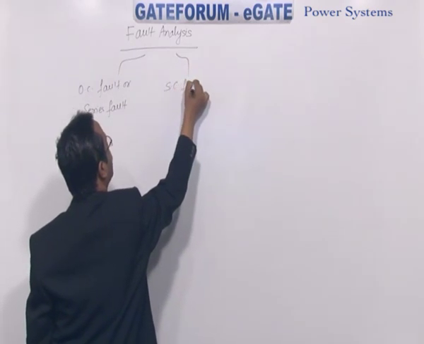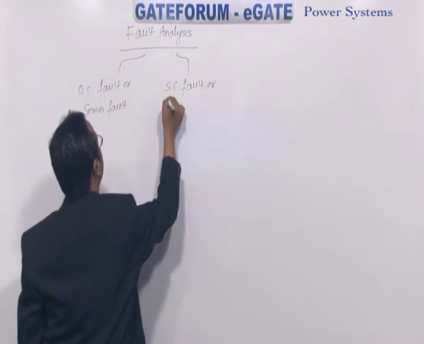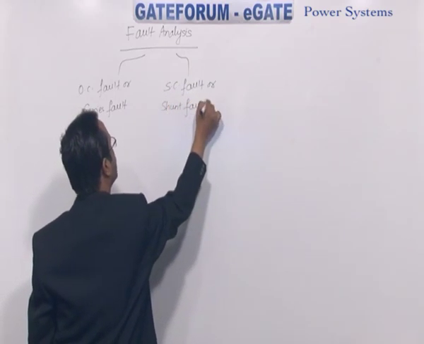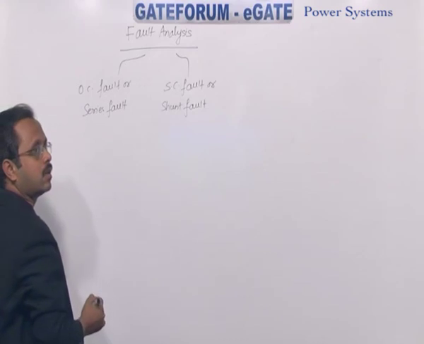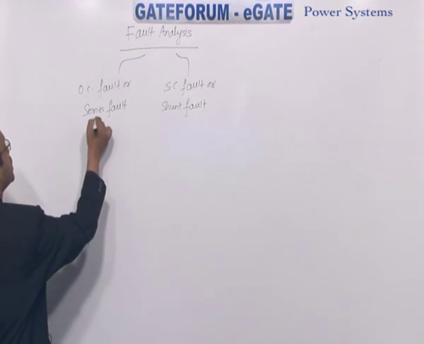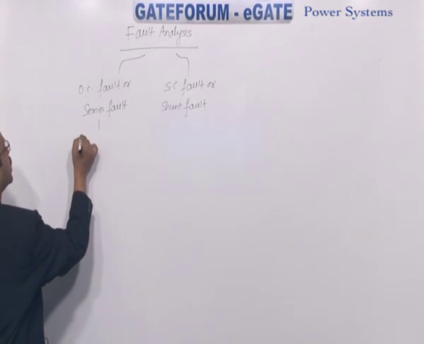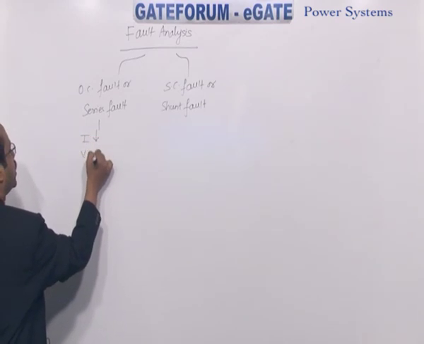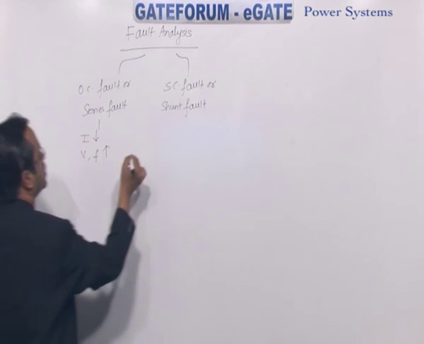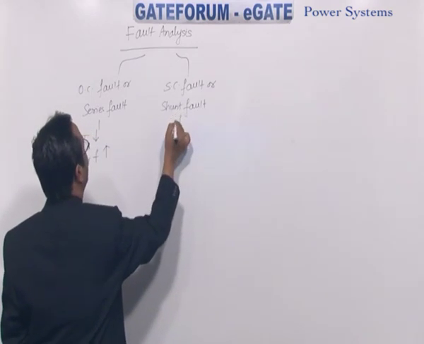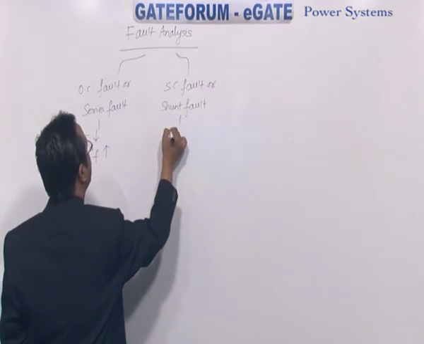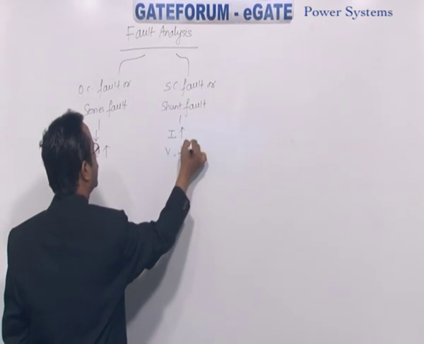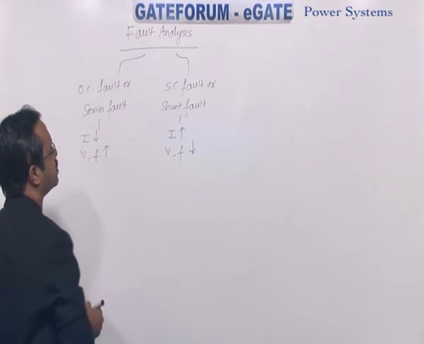Next is the short circuit fault or shunt fault. And how is the open circuit fault characterized? By the decrease in current or increase in the voltage and frequency. How is the short circuit fault characterized? By the increase in current, and the decrease in voltage and frequency.